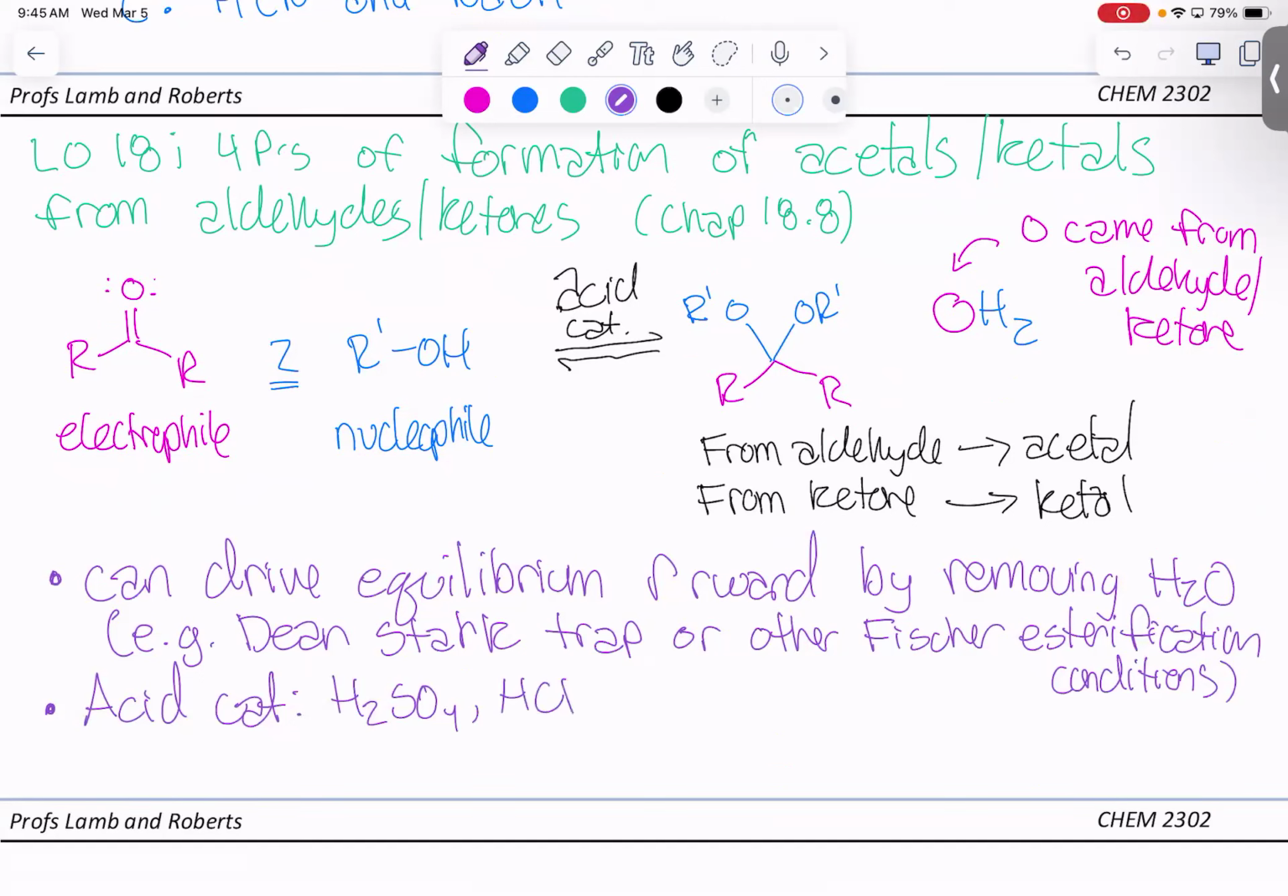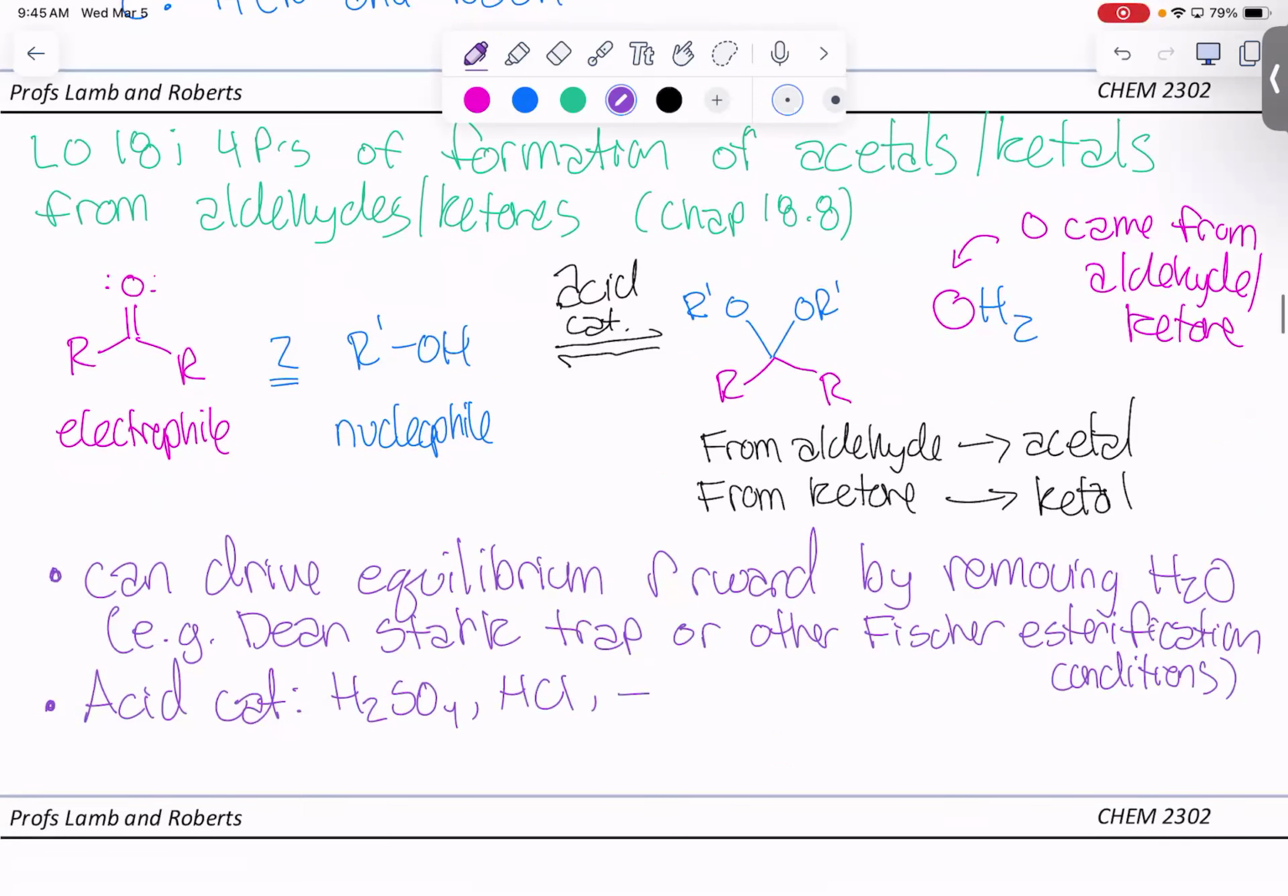It can be HCl, which can be in aqueous solutions or not, but we also use something very commonly called tosic acid. We abbreviate this TsOH. Tosic acid is an abbreviation for toluenesulfonic acid. So this is what tosic acid looks like. It's a very strong acid. It looks a lot like sulfuric acid. Let me draw it up a little bit more so you can see it better.